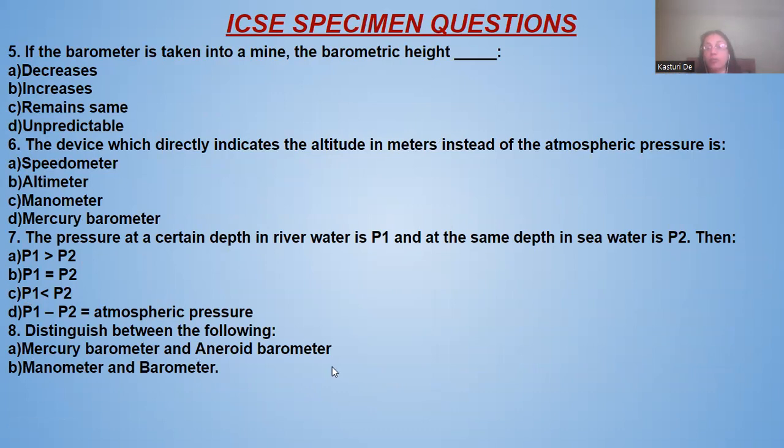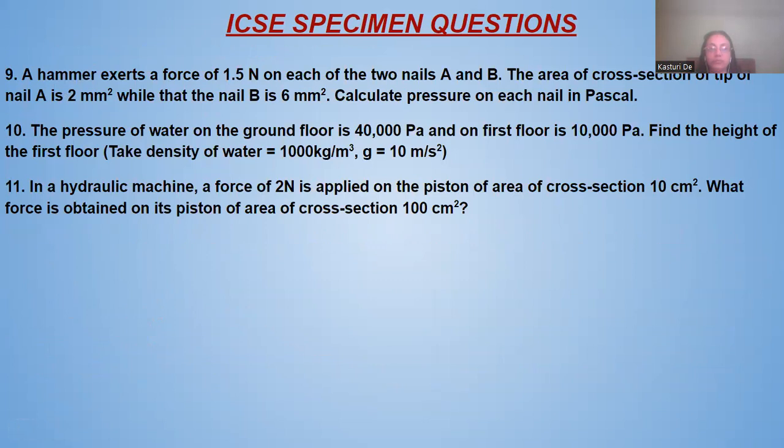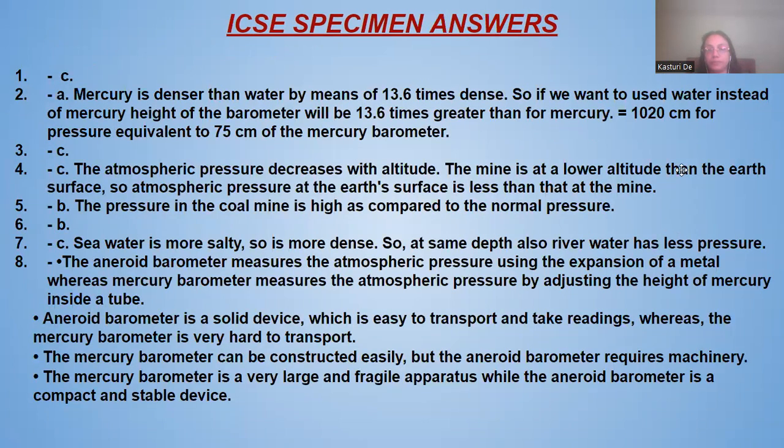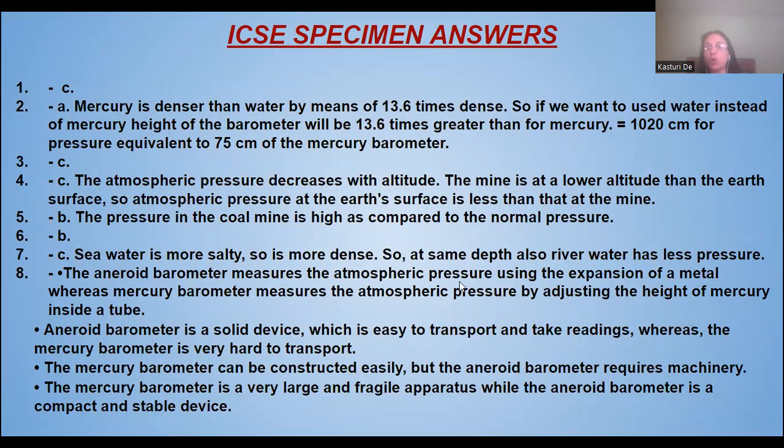Distinguish between the following: mercury barometer and aneroid barometer, manometer and barometer. First, the aneroid barometer measures the atmospheric pressure using the expansion of the metal, whereas the mercury barometer measures the atmospheric pressure by adjusting the height of the mercury inside the tube. In the aneroid barometer, a metal inside will expand, and that will denote the altitude, and through the altitude we can say what the atmospheric pressure is at that height.